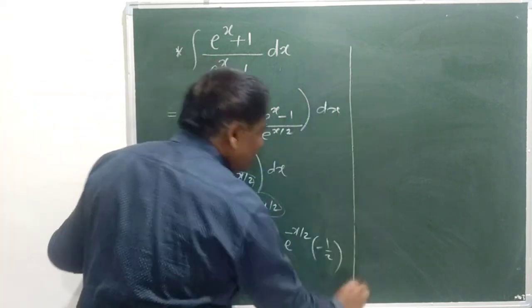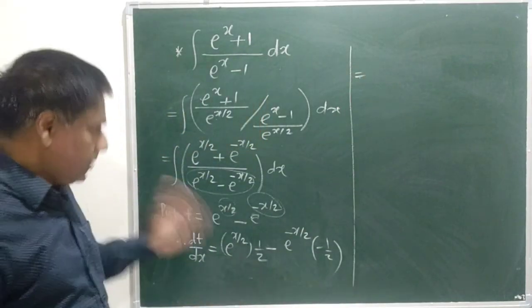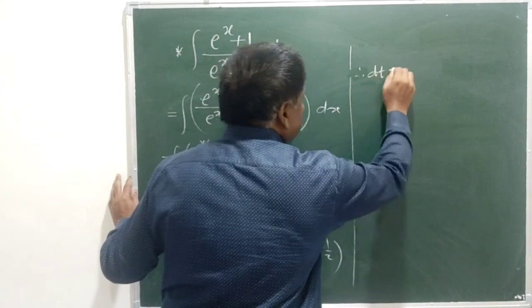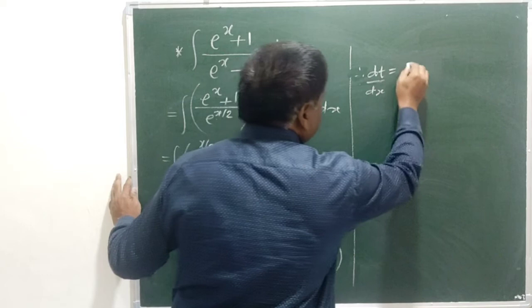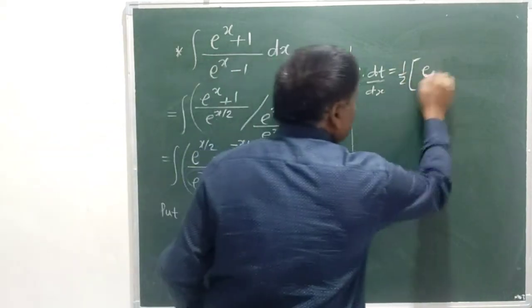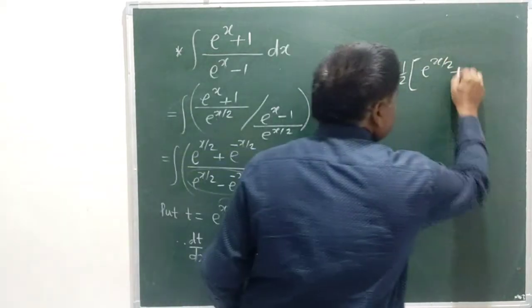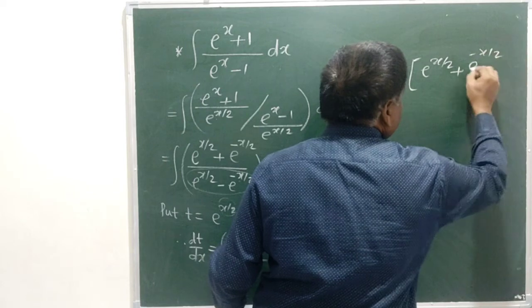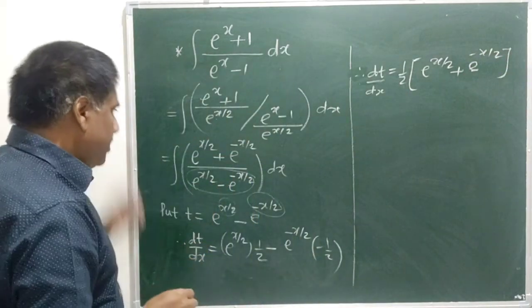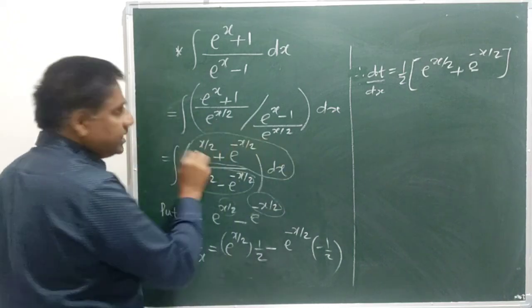Now let us take 1/2 common. Therefore, dt/dx is equal to 1/2 into e^(x/2) minus minus plus e^(-x/2). Here we want (e^(x/2) + e^(-x/2)) dx.